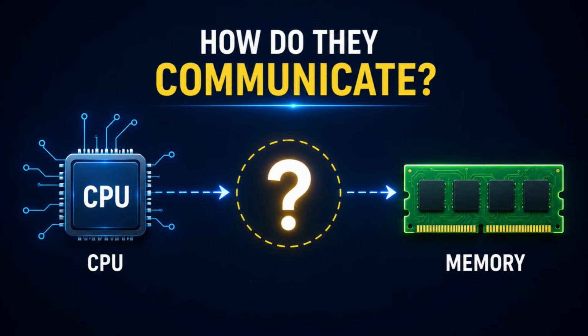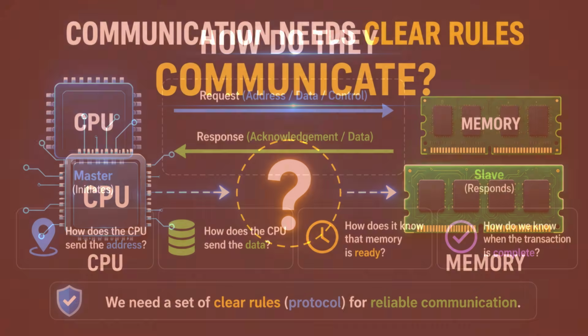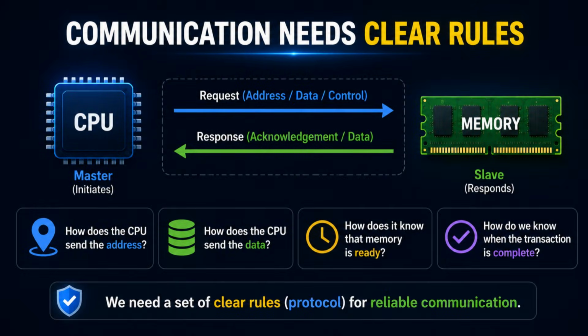Imagine a CPU wants to send some data to memory, but how do they actually communicate with each other? Communication is not as simple as just sending data. The CPU needs to know how to send the address, how to send the data, and whether the memory is ready to receive or not. We also need a way to know when the entire transaction is complete. So ultimately, we need a set of clear rules for communication between different components.